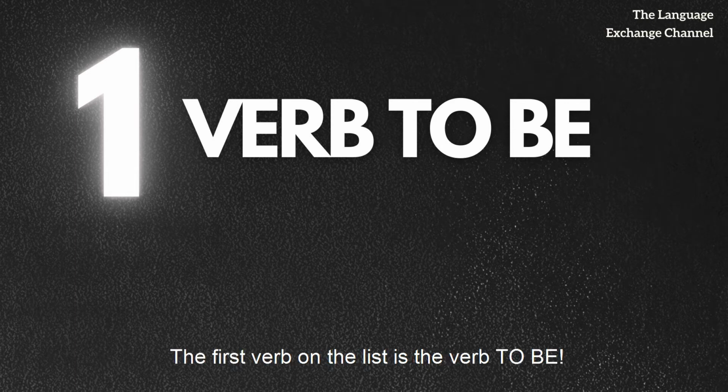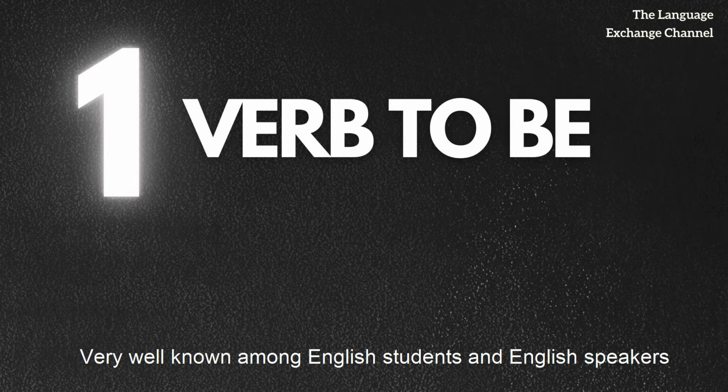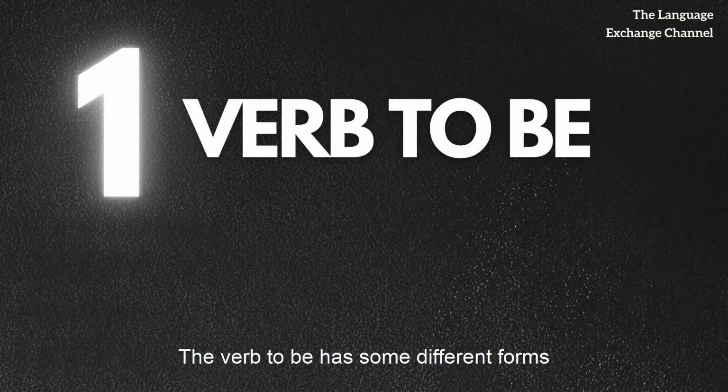And guess what? The first verb on the list is the verb to be. Very well known among English students and English speakers, the verb to be has some different forms in the present and in the past, and it's a verb we use a lot.